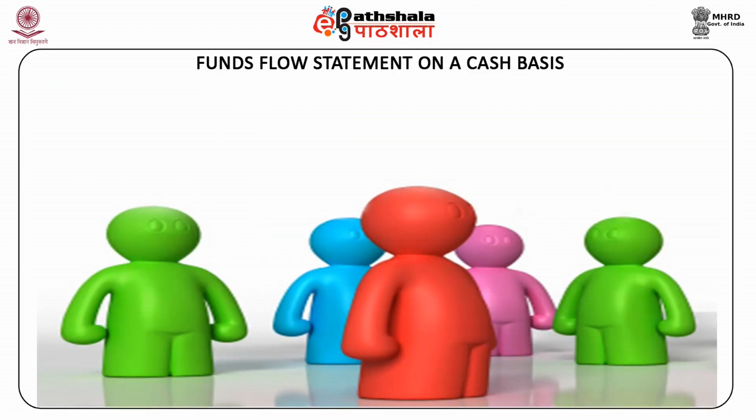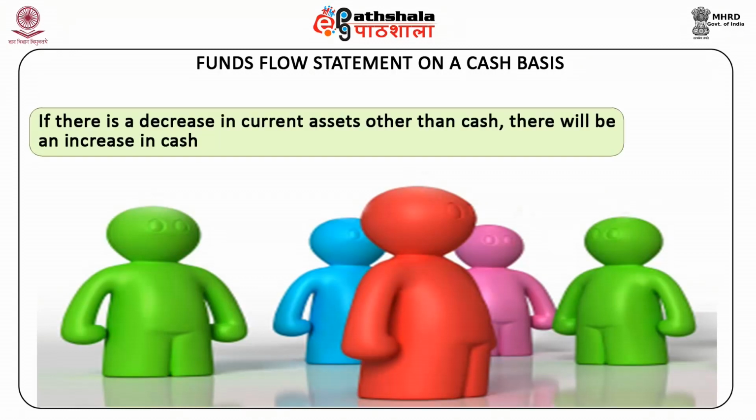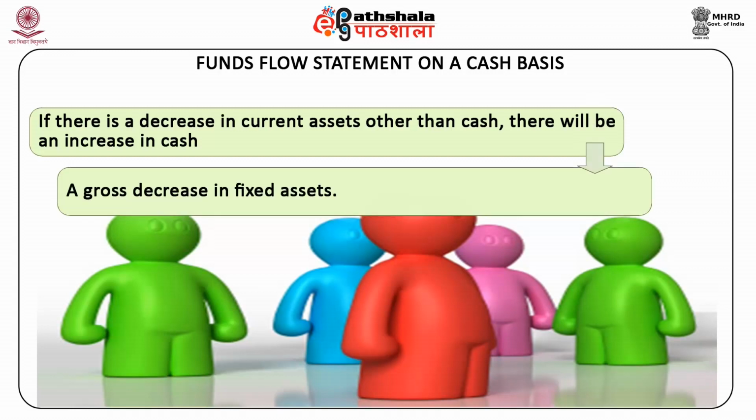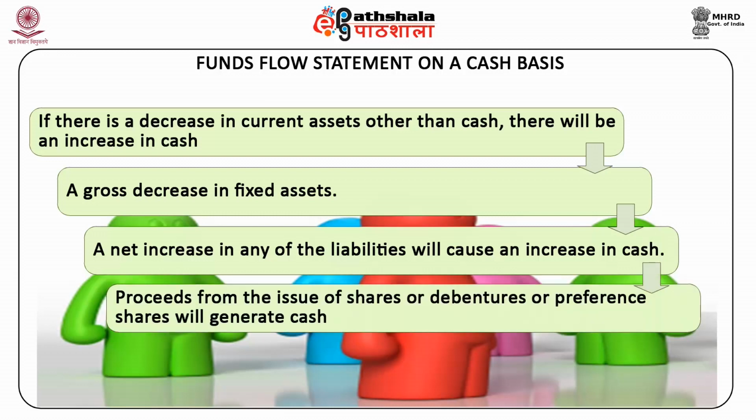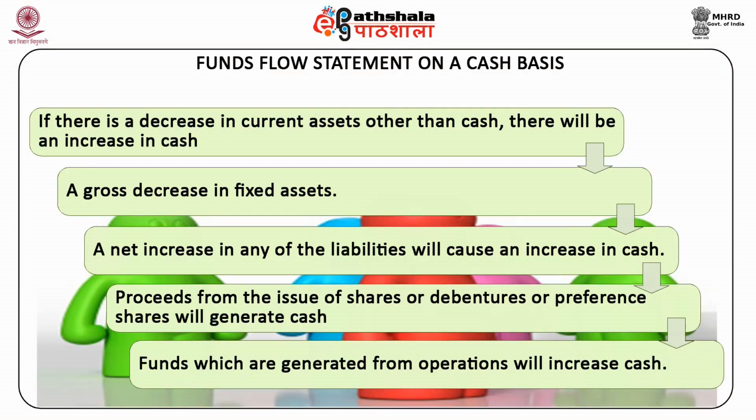A list of items that are sources of funds and increase cash. If there is a decrease in current assets other than cash, there will be an increase in cash. A gross decrease in fixed assets. A net increase in any of the liabilities will cause an increase in cash. Proceeds from the issue of shares or debentures or preference shares will generate cash. Funds which are generated from operations will increase cash.